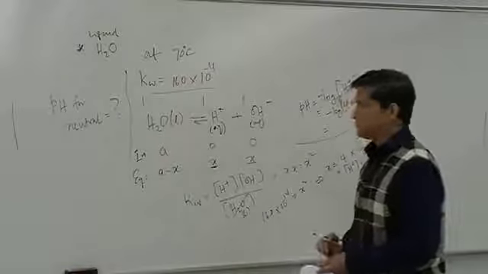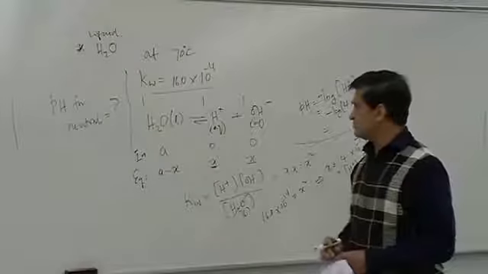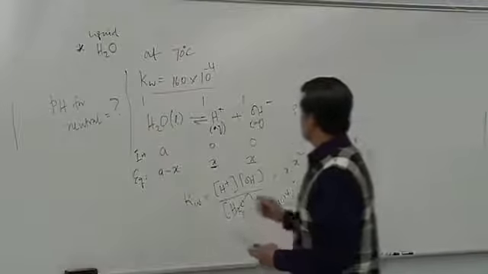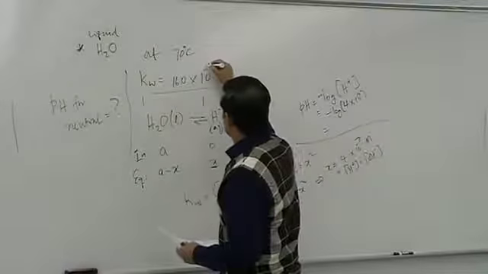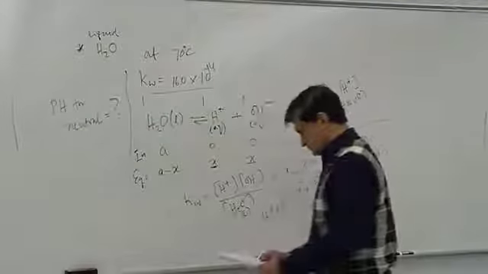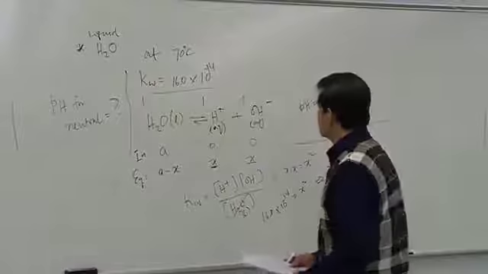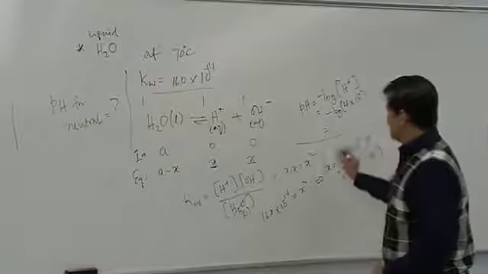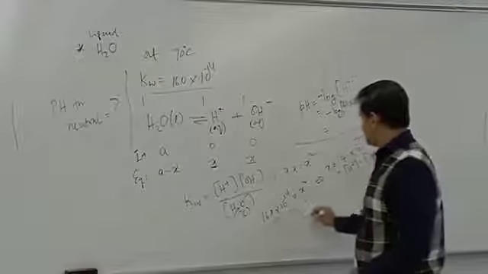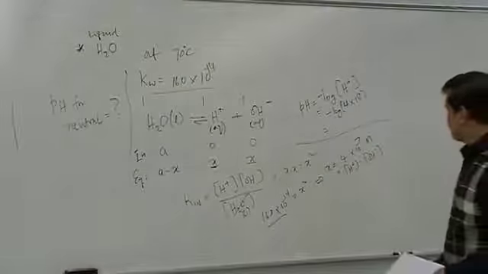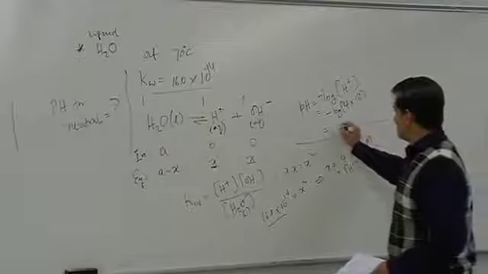At 25 degrees centigrade, that value is well known. Kw value is 1 times 10 to the negative 14. Oh, I think I made a mistake here. This should have been 4 times 10 to the negative 14. That's what I have used in my calculation. So this is 16 times 10 to the negative 14, and we took the square root. That's 4 times 10 to the negative 7, and then you get the pH value.